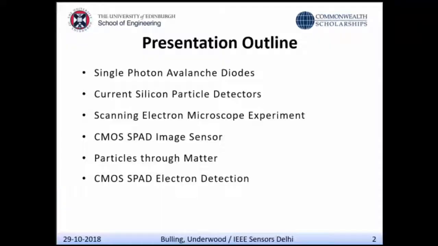In terms of presentation outline, first I'll talk about SPADs, Single Photon Avalanche Diodes, for those who don't know. Then current silicon particle detectors. Then the experiment we did, the Scanning Electron Microscope. Then the SPAD imager that we actually used. Then a little talk on what happens with particles when they interact with matter. And then the results with regards to electron detection.